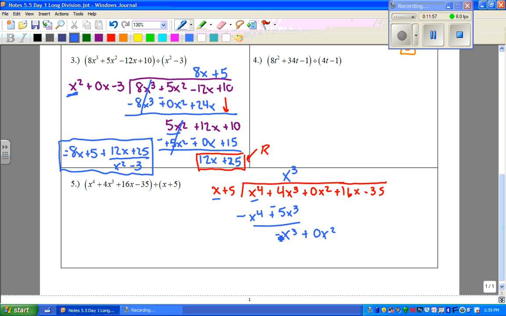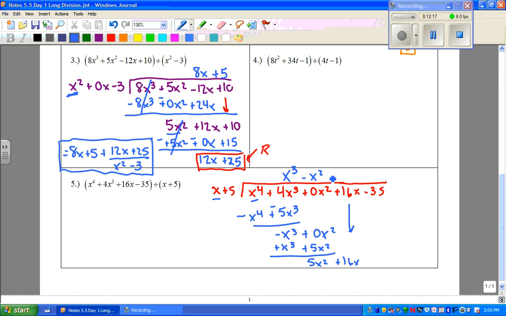All right, we got to multiply this by a negative x squared. So when you multiply those two together, you get negative x to the 3rd, and you end up with minus 5x squared. Switch the sign, switch the sign. I get 5x squared. Bring this down, plus 16x.